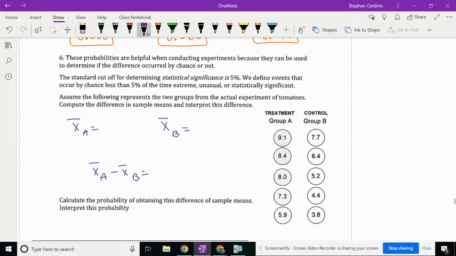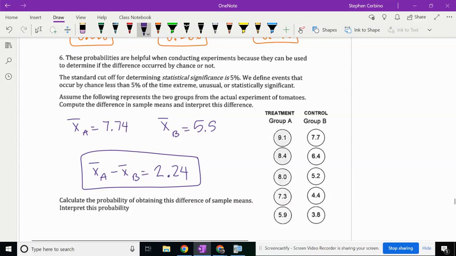So when I find the statistic here for the sample of A, I get 7.74. So again, add the 5 tomatoes up, divide by 5. In group B, if I add the 5 tomatoes up and divide by 5, I get 5.5. And if I subtract to find the difference of sample means, I get 2.24. That is my difference of sample means.